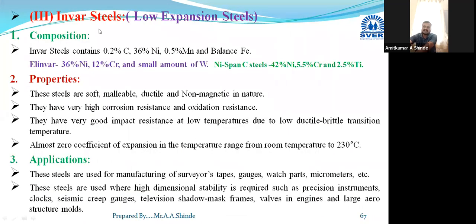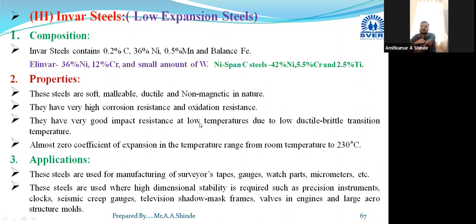Then the Invar steel, it is also known as low expansion steel. Why is it termed as low expansion steel? Because it has almost zero coefficient of expansion. There will not be any change in its dimension due to change in temperature. That's why it is termed as low expansion steel.